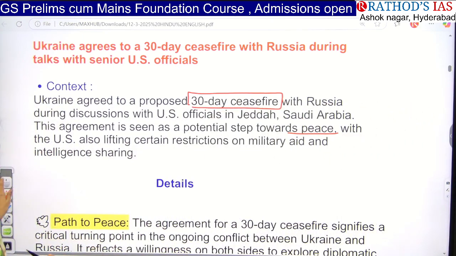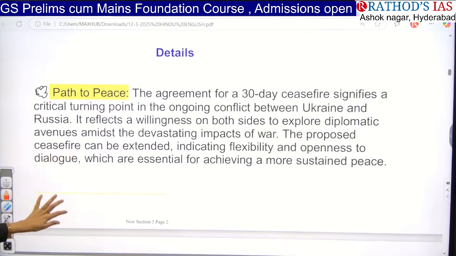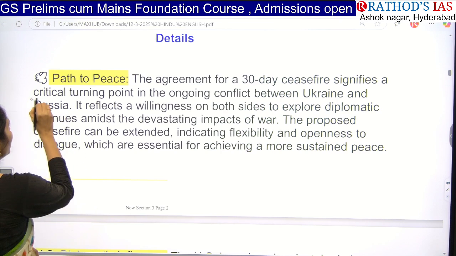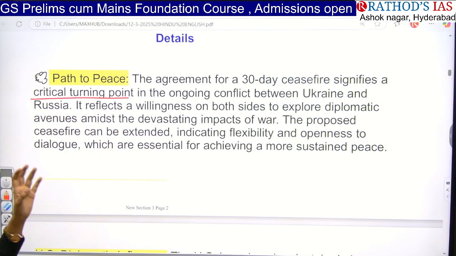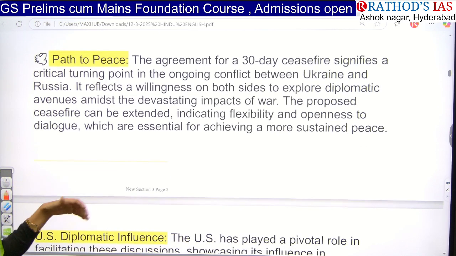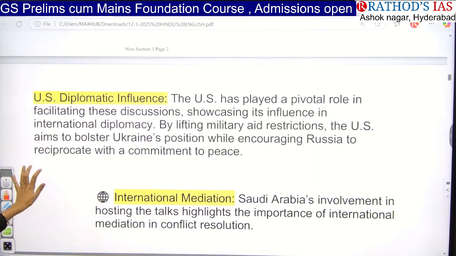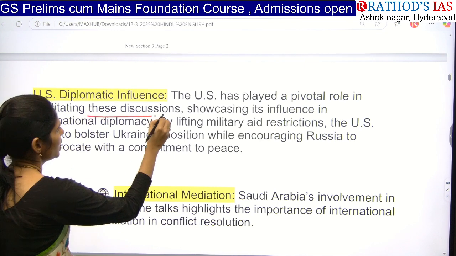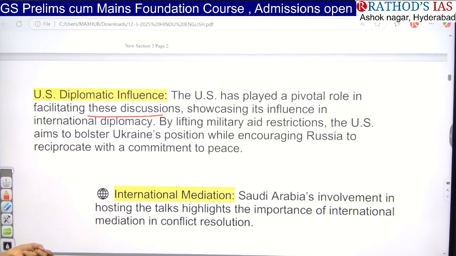And next, if you see some important details, the first one is this agreement of a 30-day ceasefire, which is one of the critical turning points for the ongoing conflict between Russia and Ukraine. That means they want to explore some diplomatic solution or diplomatic avenue so that they can decrease the impacts of this war. And next, yes, the US is playing a very important role in facilitating these discussions. That means we can understand that yes, there is influence on international diplomacy.